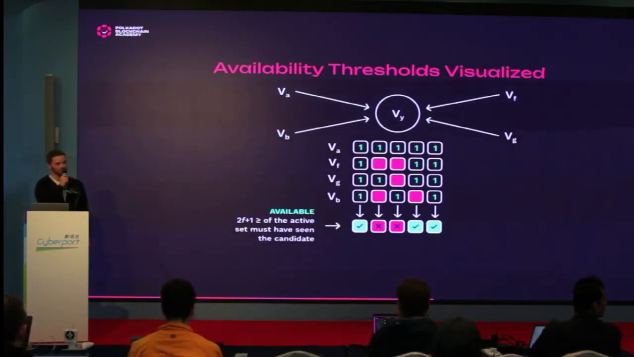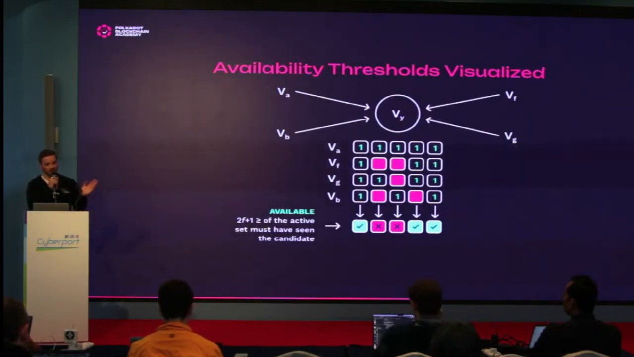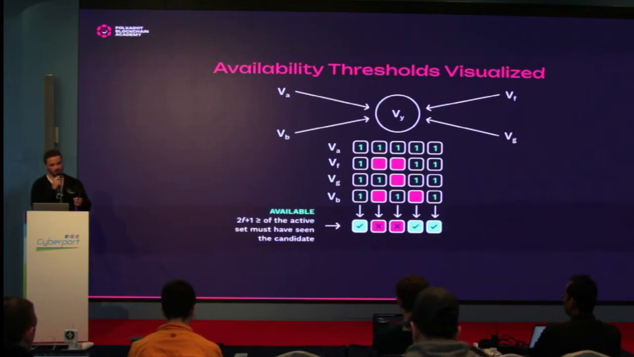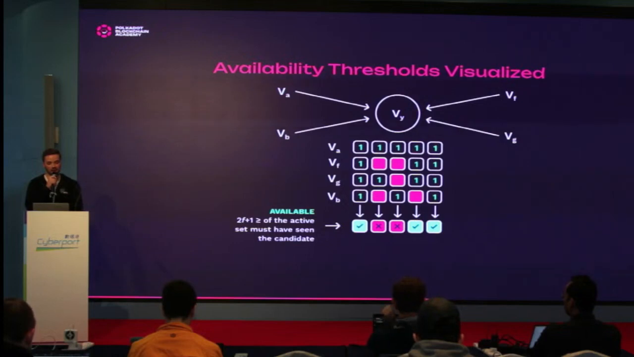Maybe I didn't catch it. Why are the second and third squares X'd? Yeah. So what's going on there is we have our 2F plus 1, that's 2/3 plus 1 of the active validator set must have seen this candidate, and they need to have said that they've seen the candidate, as in they have their chunks. So in this case, what we have is a set which contains 4 validators, and for columns, I guess if we're 0 indexing, then they're columns 1 and 2 here.